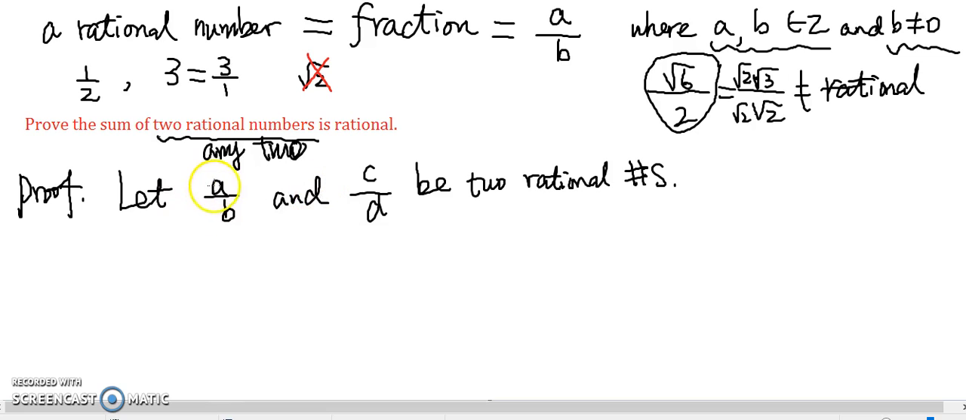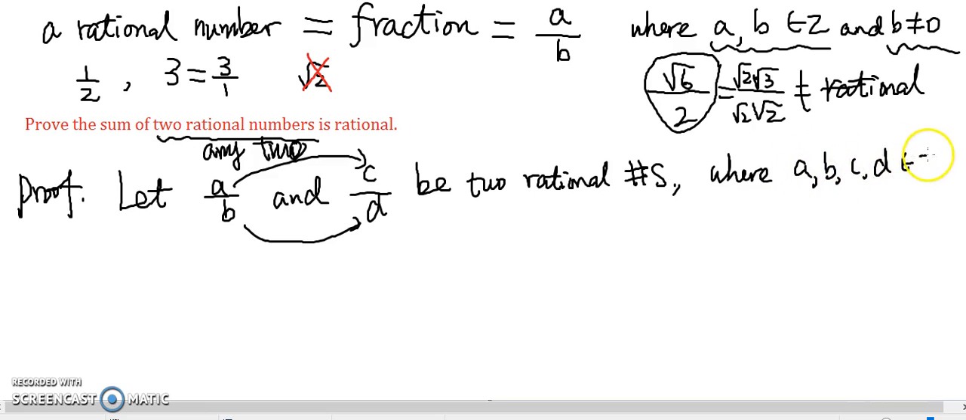They could be the same. If a equals c and b equals d, then they're equal. But they don't have to be equal. Let me specify, make sure a, b, c, d are all integers for this reason. And b and d are not equal to 0. Okay, so next we want to translate words to symbols. The sum means addition. So we are adding these two.